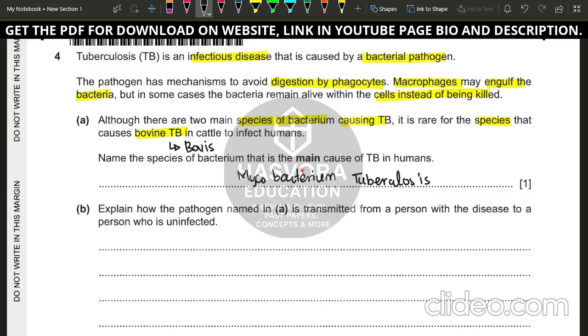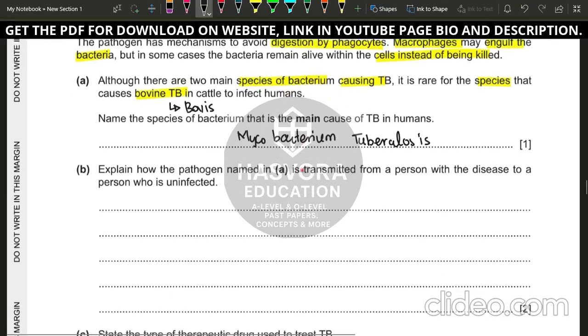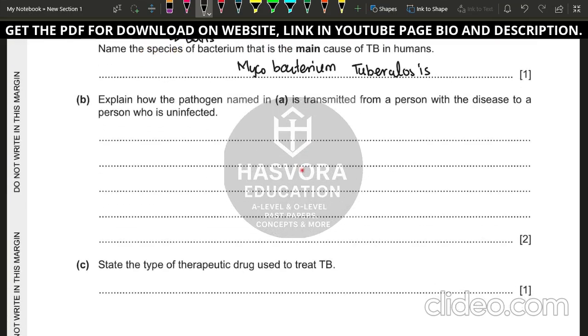Okay, so this is the variant that causes the TB in humans. Then part B says, explain how the pathogen named in A is transmitted from a person with the disease to a person who is uninfected. So actually we have to tell the mode of transmission.